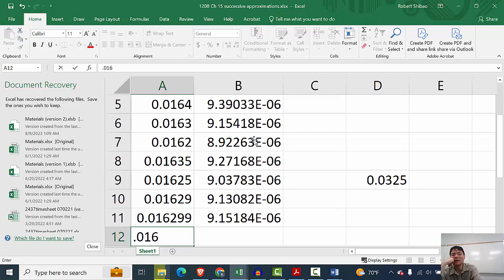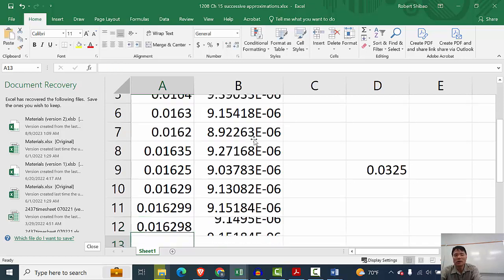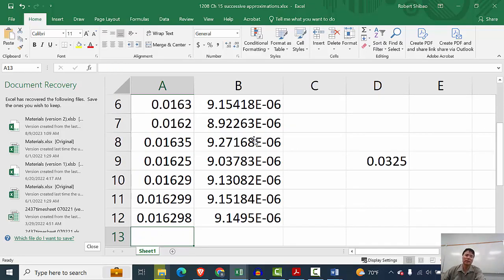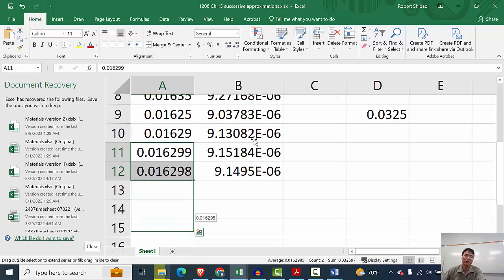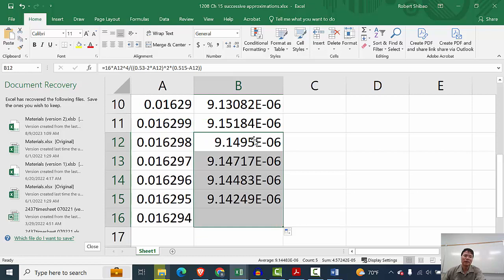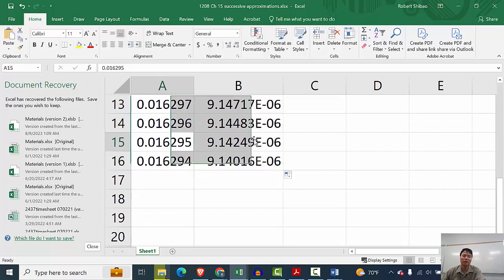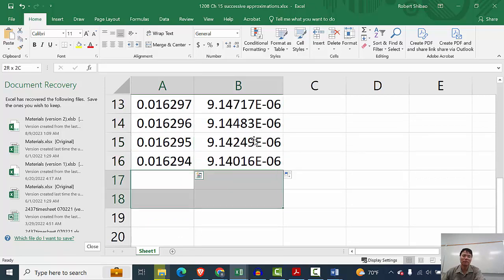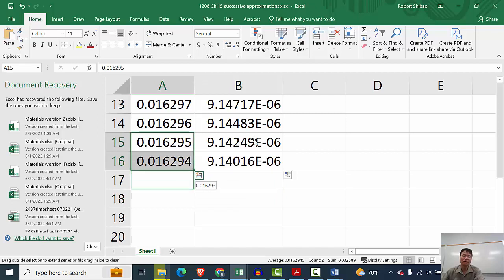Well, it's a little bit too big, so maybe we'll try 0.016298. Let's try that. Still a little bit too big, but I have 9998, so I'm going to use Excel to go ahead and calculate those. So I'll go 98, 97, 96, 95, 94. Actually, let's go farther. 93, 92, 91, 90.